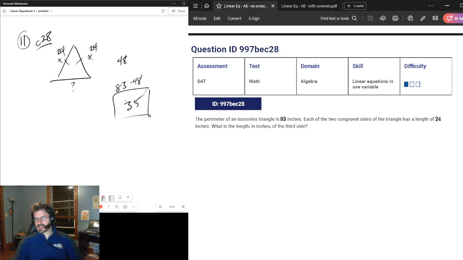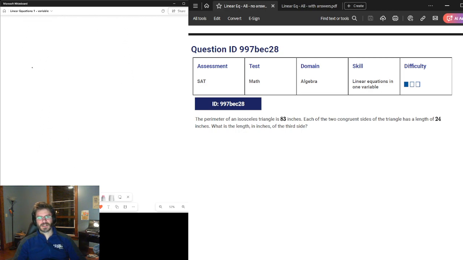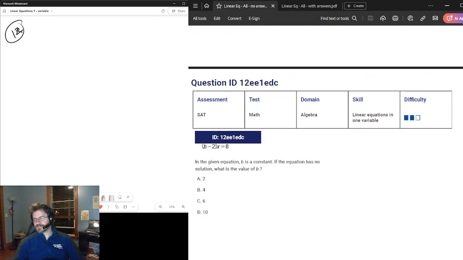That is our answer. Wow, that is in linear equations with one variable. I guess you could express that as a linear equation of 2x plus y equals 83. They give you the 24, so you go 2 times 24 plus y equals 83, and then you solve it algebraically that way. Why would they put that in the linear equations section? That's weird.